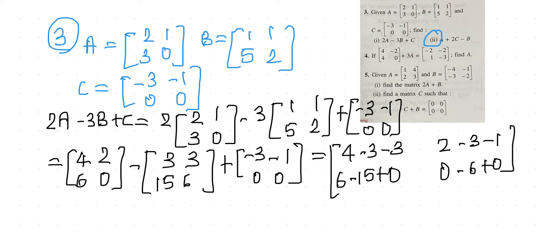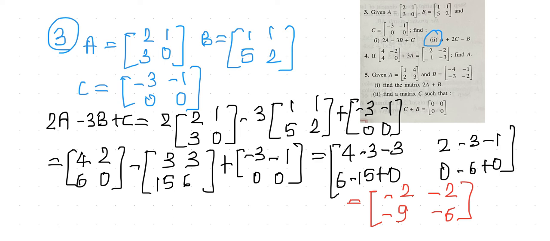So how much is this equal to, children? The answer you are getting is 4 minus 3 is 1, 1 minus 3 is minus 2, so this is minus 2, 6 minus 15 is minus 9, and 2 minus 1 is 1, 1 minus 3 is again minus 2, and here minus 6. So this is the matrix that you are getting. Okay, on similar terms you can be doing sub question 2 as well.